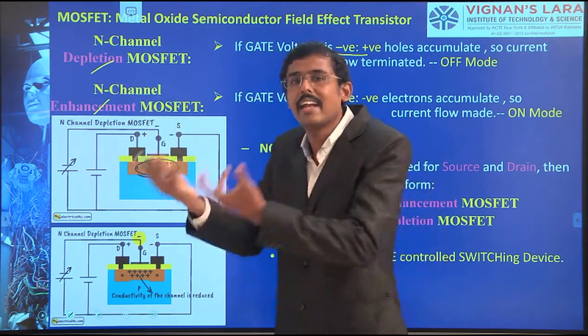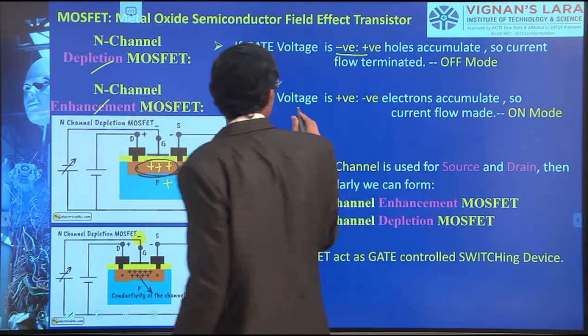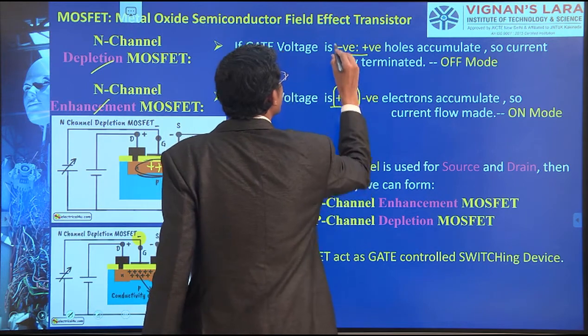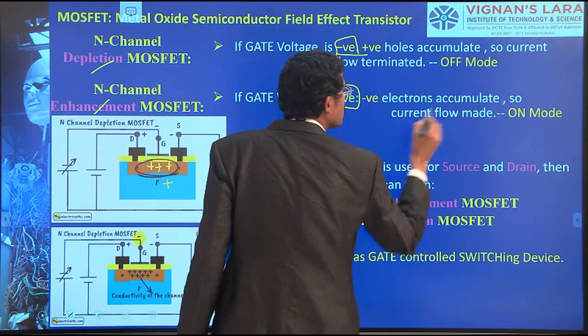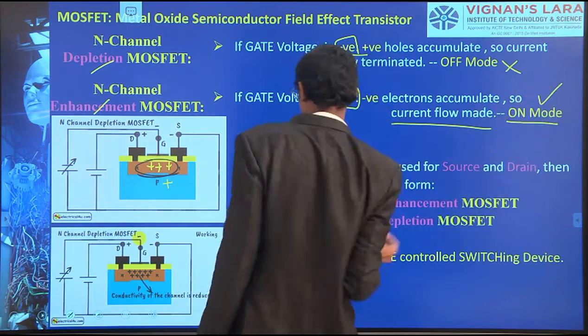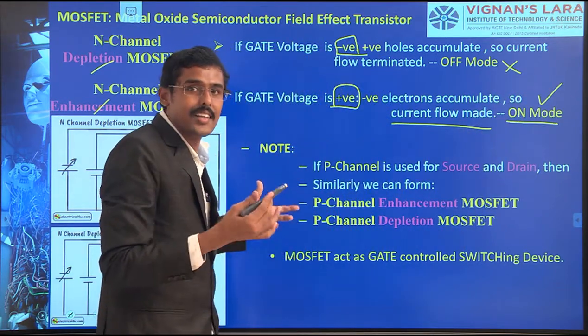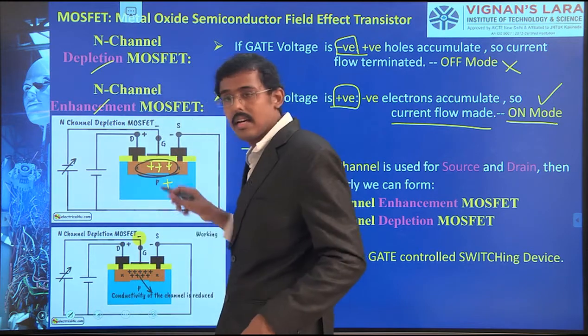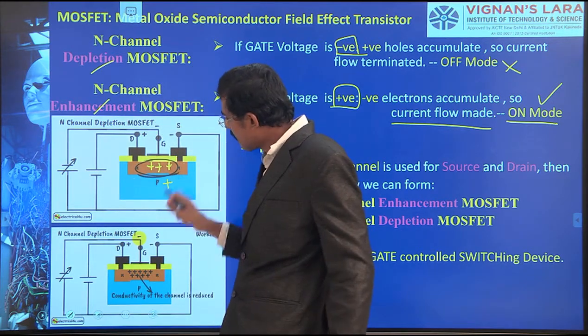We have to enhance. If the gate voltage is positive, negative electrons are accumulated, so current flow is made, on mode. This is off mode. This is the on mode. So all these things happen for P-type, N channels. So all these things happen for N channels.